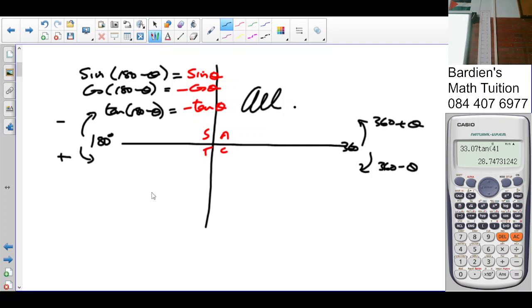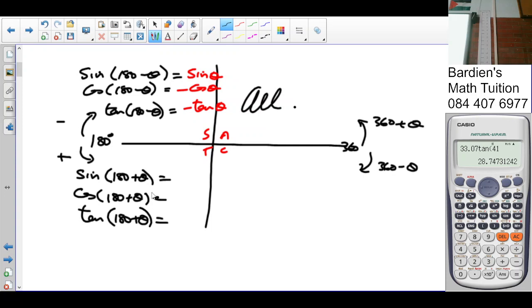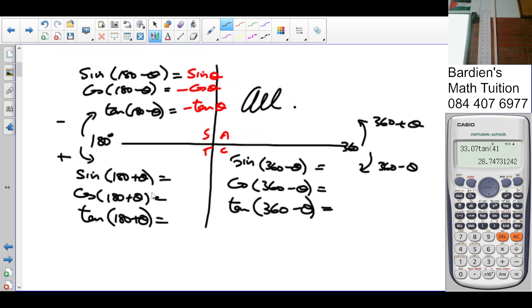Now you guys do the next two for me. There's going to be sine 180 plus theta, cos 180 plus theta, tan 180 plus theta. Quickly, no? So this will be sine 360 minus theta, cos 360 minus theta, and tan 360 minus theta.